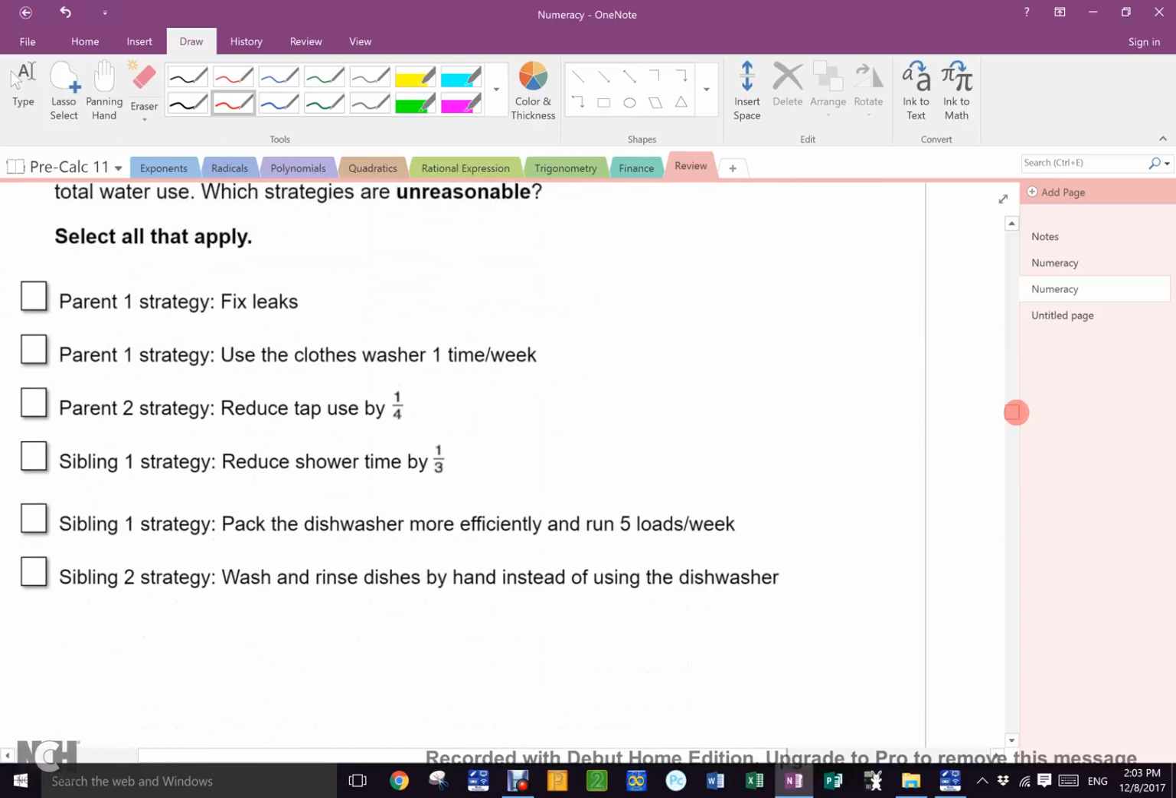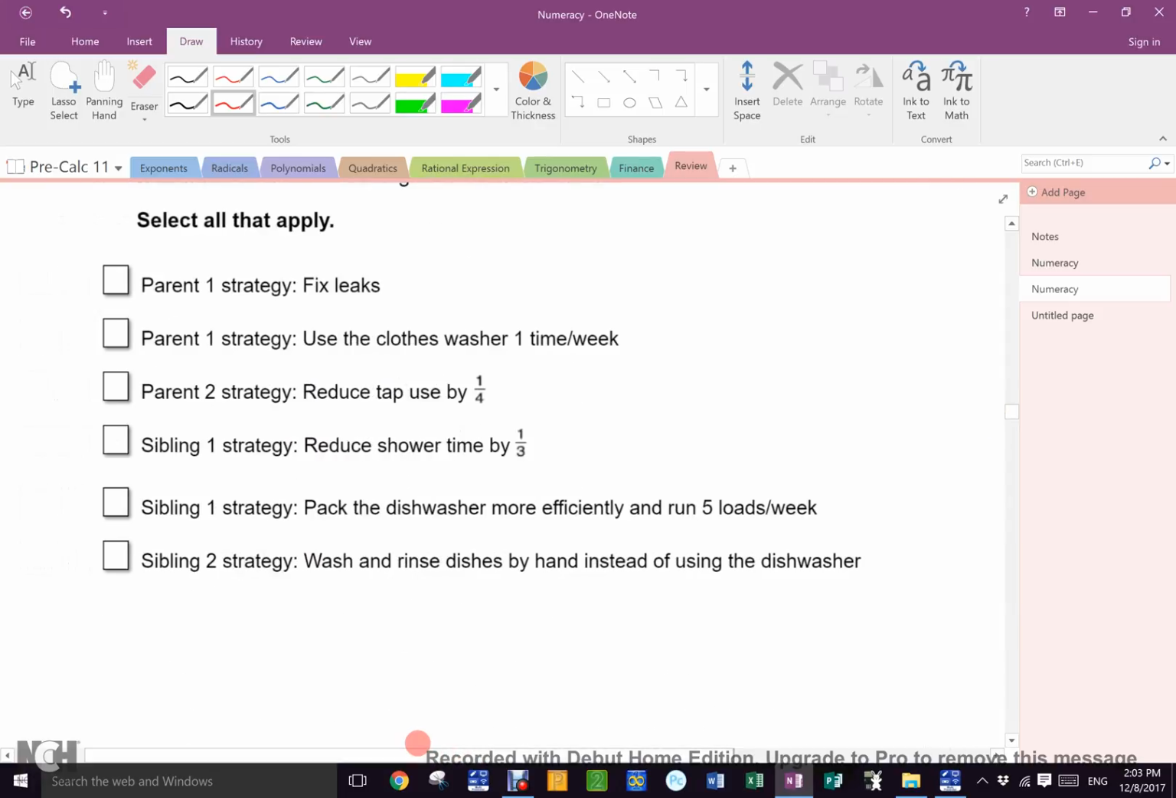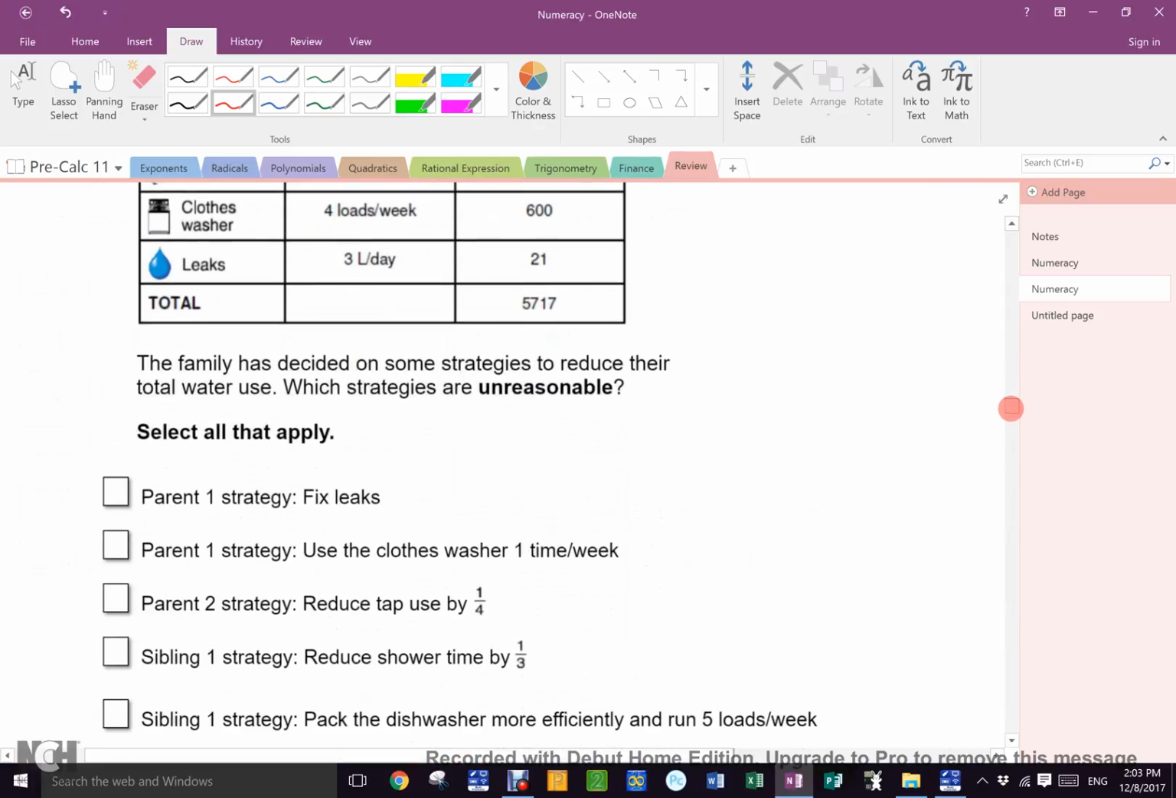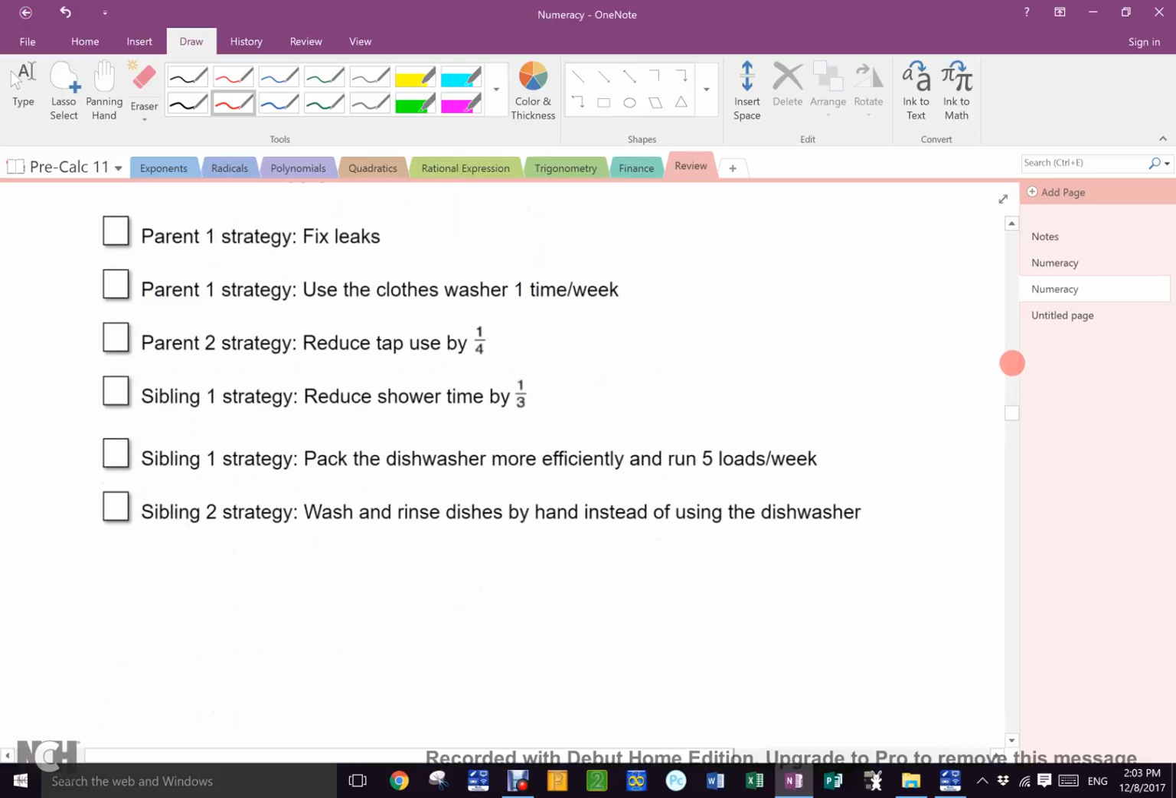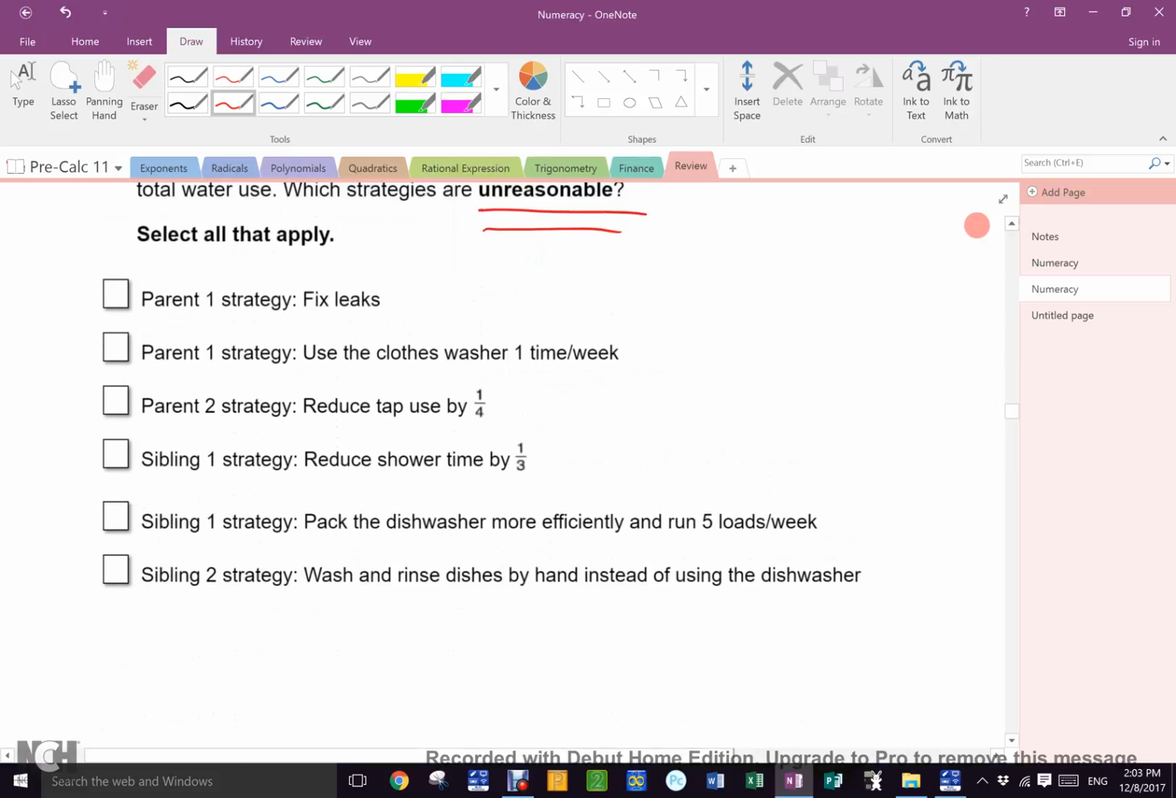Okay, this question, much argument ensued here as well. The question was, what is unreasonable? Select all that apply. So what is not something that is reasonable for a family of 4 to attempt? Should you try and fix your leaks? Yes. Yeah. Hold on. Just hear me out here. It's actually fraught with peril. No, it's valid though. It's valid. Yeah, I know it is.